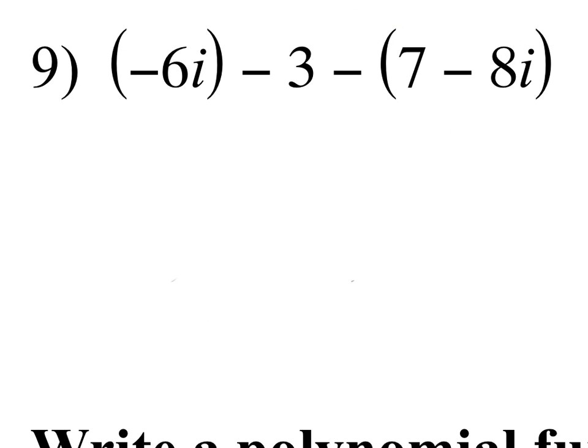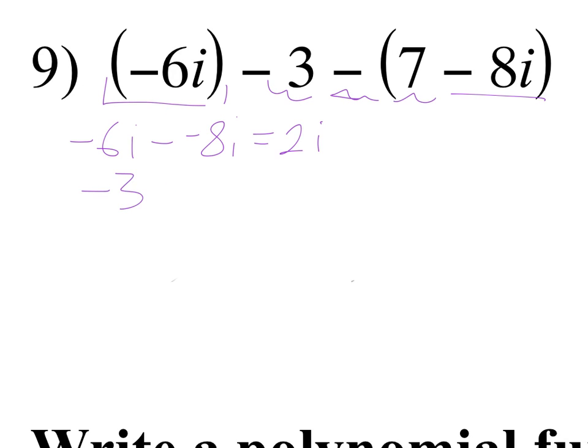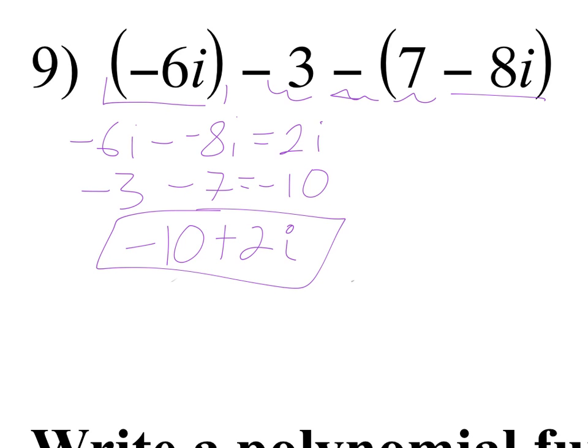Here we're looking at operations with complex numbers. Realistically, this is just combination of like terms. What I'm going to do is take -6i minus -8i, so -6i minus -8i is positive 2i, and then negative 3 minus 7. Negative 3 minus 7 is negative 10. The answer here would be negative 10 plus 2i. Again, just combination of like terms.